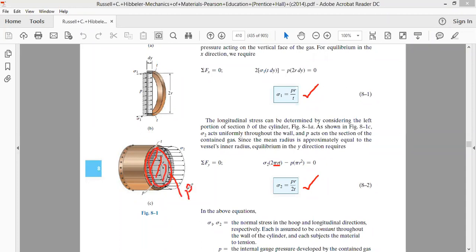Therefore the force by which the internal pressure will be trying to move this drum, the cylindrical pressure vessel, longitudinally, will be equal to pi r square into P. But that will be resisted. This influence, P into pi r square, will be this P.